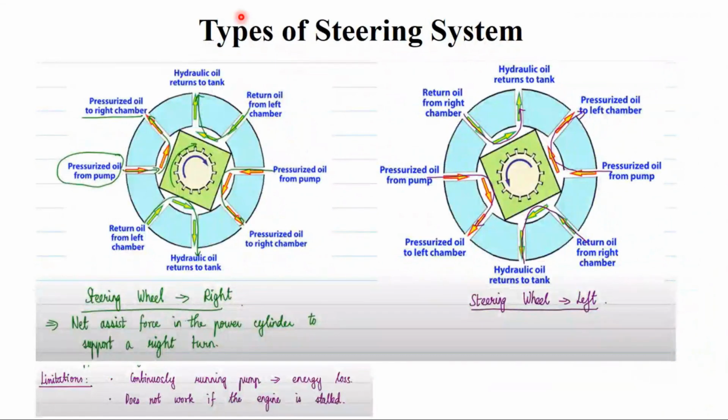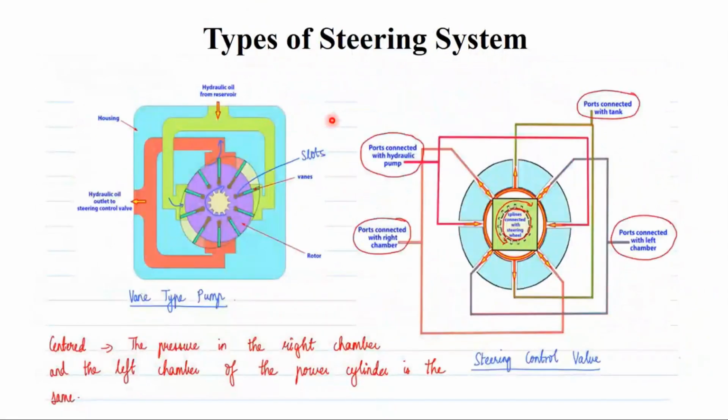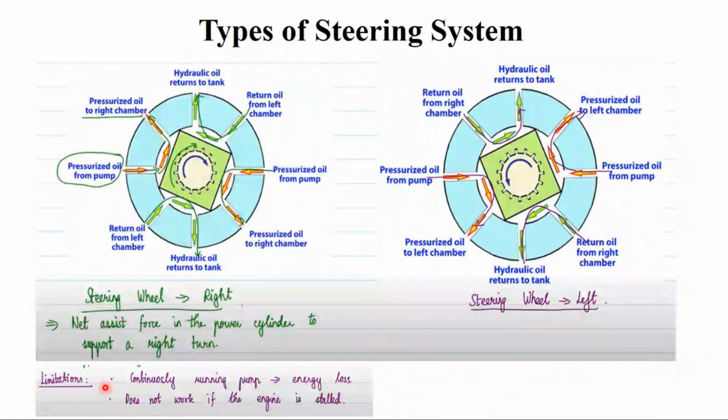And there is some limitation in this case. Okay, what is the limitation of this hydraulic steering system? The limitation here is the pump continuously moving, and there is going to be energy loss. It does not work if the engine is stalled. So these two limitations you have in this case.